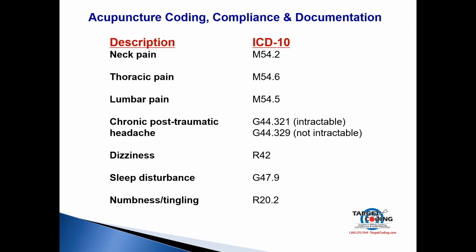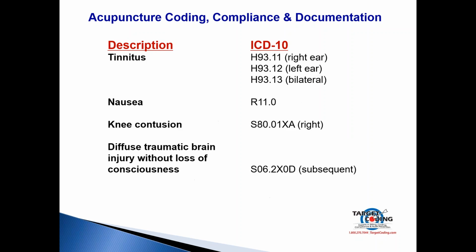Make sure you pick the right headache codes. Aura, without aura. With status migrainosus or without status migrainosus. Make sure your acupuncturist is choosing the right diagnosis codes. Dizziness, sleep disturbance. There's nausea. Tinnitus, ringing in the ears.